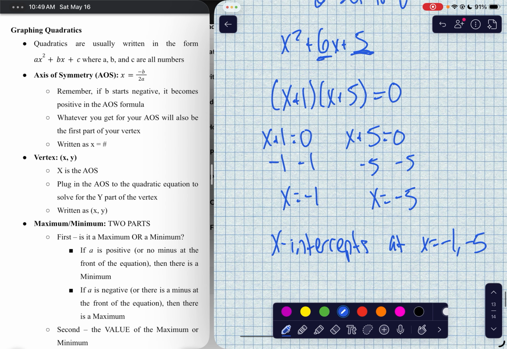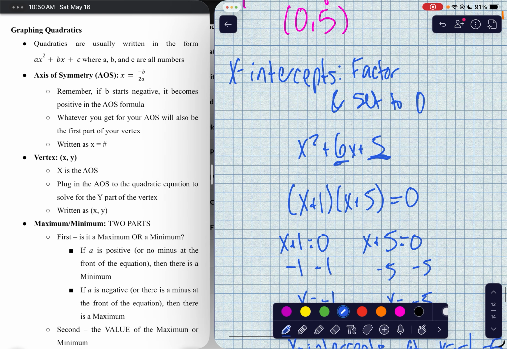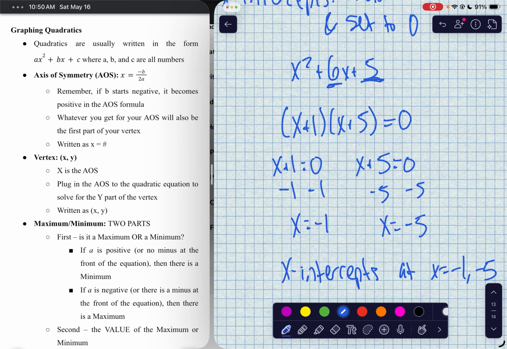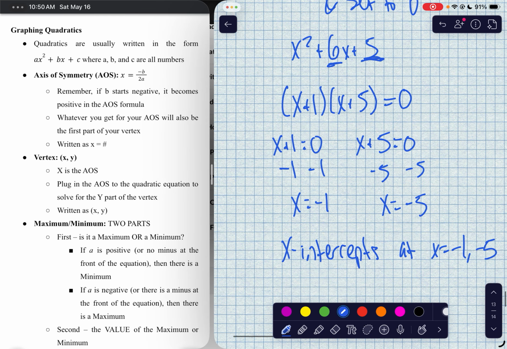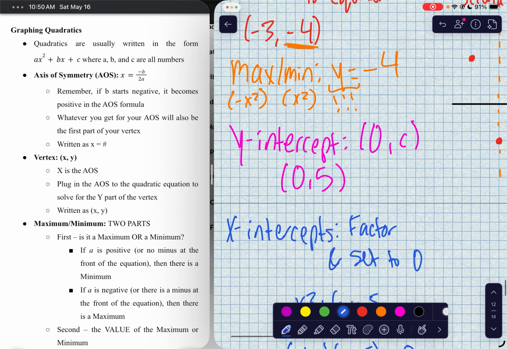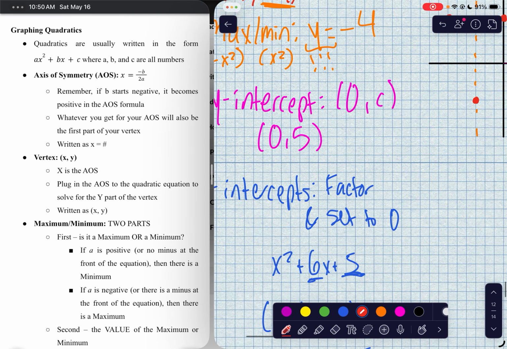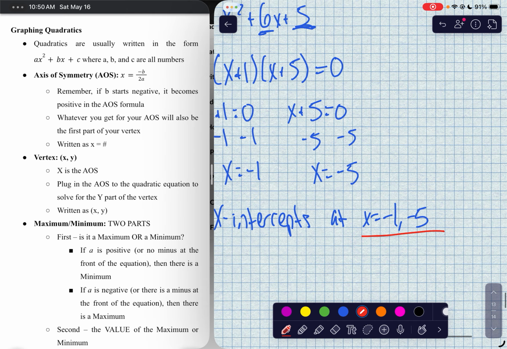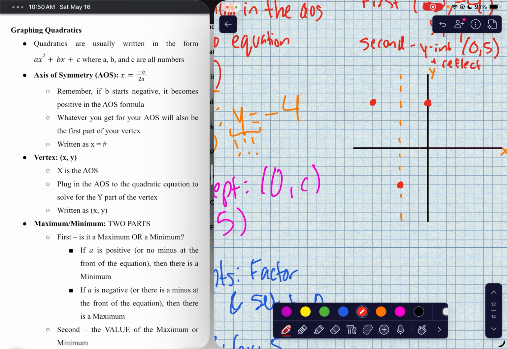So to find the x-intercepts, you factor and set those factors equal to 0. And when you solve that, those numbers are your x-intercepts, meaning that's where it's touching the x-axis. So if our x-intercepts are at -1 and -5, we're going to go to -1 on the x-axis, which is right here, and then -5 on the x-axis, which is right here. And that gives us 5 points. And now we can connect them, right? We're going to connect these dots. And there we go, that is our graph.